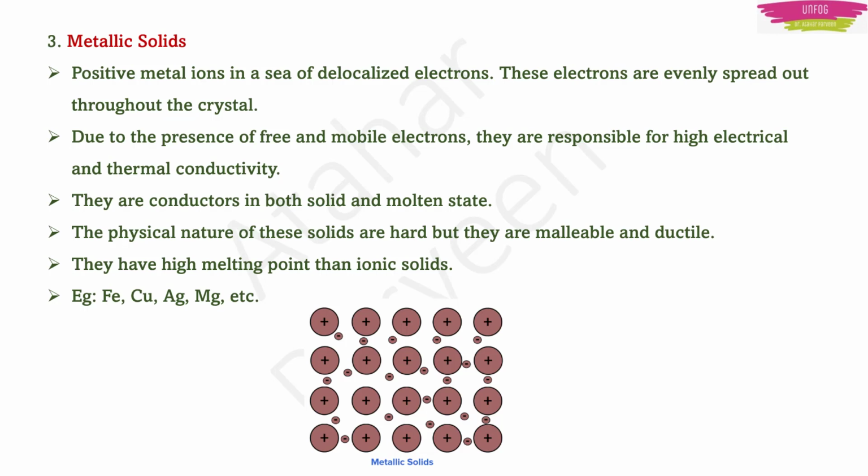Talking about the physical nature of these solids, they are hard but malleable and ductile, meaning they can be made into thin sheets and thin wires. Metallic solids have a high melting point when compared with ionic solids. And what are the examples of metallic solids? Iron, copper, silver, magnesium. All these atoms belong to metallic solids.